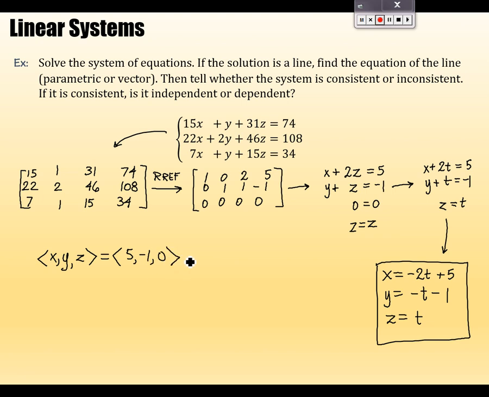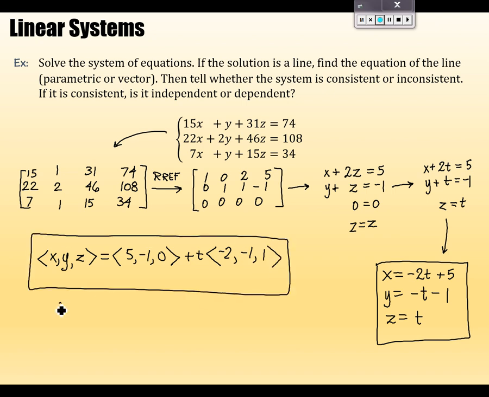You could write it in vector form if you prefer. Right? Same information communicated in vector form. This is consistent. And what'd you say? Dependent. And why is dependent?